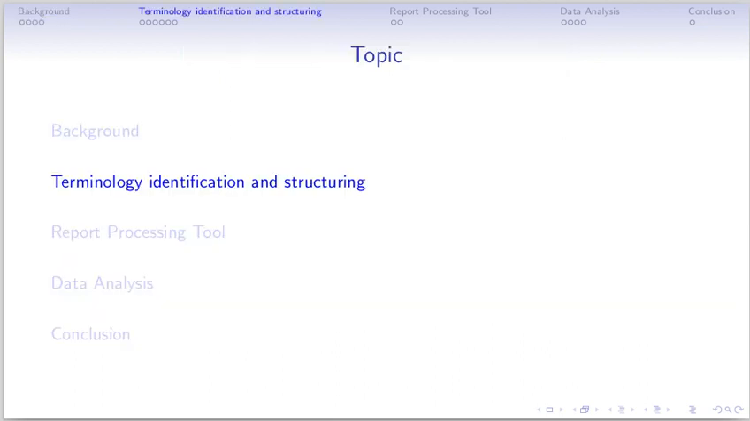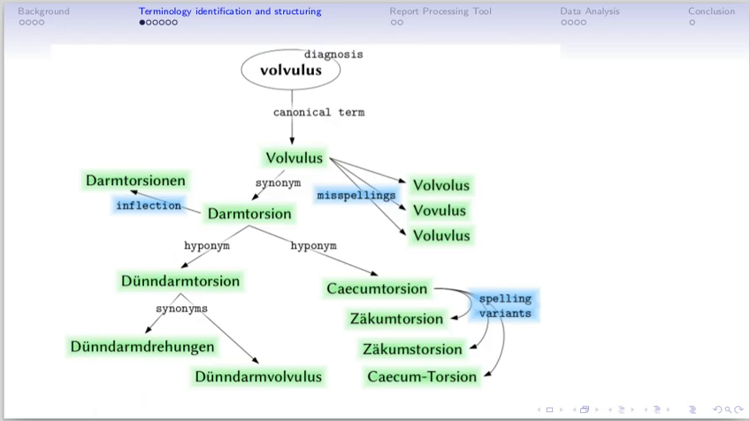Now we move to the topic of terminology identification and structuring. Technical terminology plays a key role in the interpretation of the reports. For example, terms indicating a potential disease are of major importance. In this slide you can see different terms indicating the same disease, or variants of it. Different linguistic transformations, including misspellings, can be found in the reports. It is important to be able to recognize all the different variants and be able to refer all of them to the same disease.